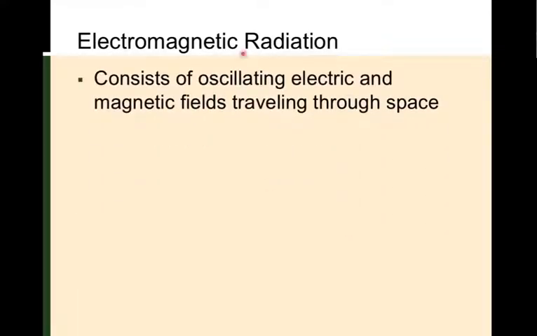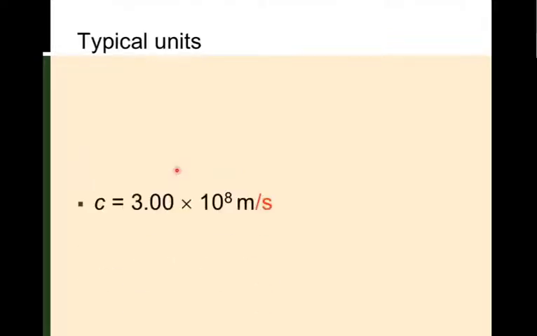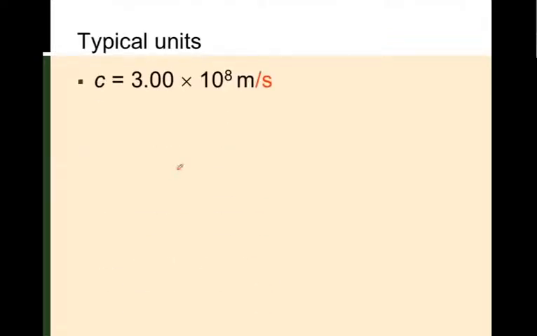So electromagnetic radiation or light consists of oscillating electric and magnetic fields traveling through space. And they travel at the same rate, i.e. the speed of light in a vacuum. Typical units that we use, so for example, C is the speed of light, 3.00 times 10 to the 8 meters per second. That's just to 3 significant figures. Earlier we saw it to 4, but if we move to 3, we have to round up a little bit, and so that's why it becomes 3. Typically, this is the form that we'll use most often.